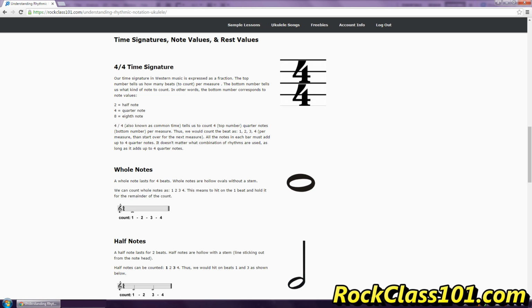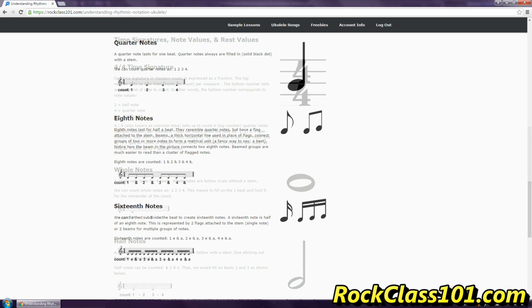Now a half note lasts half of that. Half note lasts for 2 beats. So when we hit it, if we're hitting on the 1 beat, we would have bang 2, bang 4. So we're hitting on beat 1 and 3. So half notes last for 2 beats each. And you can see that half notes look kind of like that whole note. There's that hollow circle, but it's got a stem or that line sticking out from the note head.